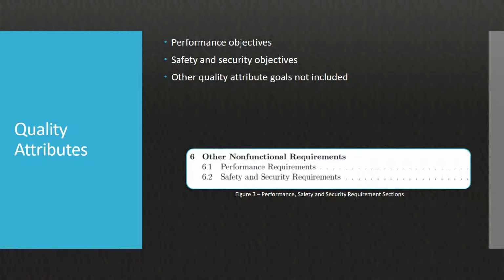Quality attributes. The performance objectives were specified within two separate non-functional requirements, robot response time and UI map scalability. While most of the safety concerns are well defined within the user requirements, the non-functional requirements section specifies any additional safety and security objectives. Quality attribute goals excluding the performance, safety, and security requirements are not listed.